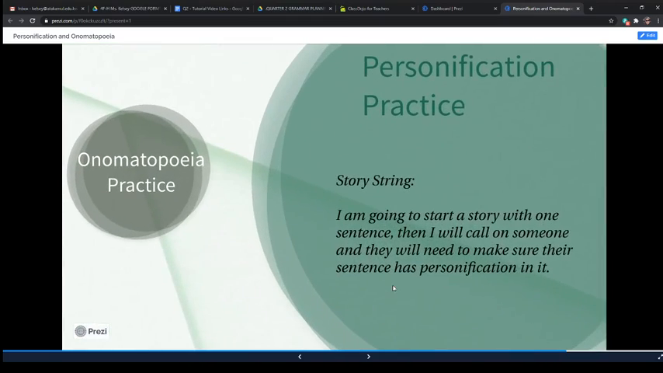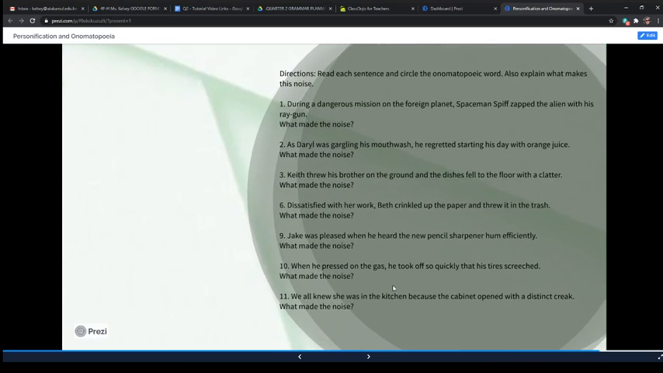And here's some practice. For personification, we're going to do story string. In class, I started a story with one sentence, and then I called on each of the other students, and they had to add to the sentence using personification. And during the onomatopoeia practice, they had to read each sentence and circle the word using onomatopoeia. It also explained what makes that noise.